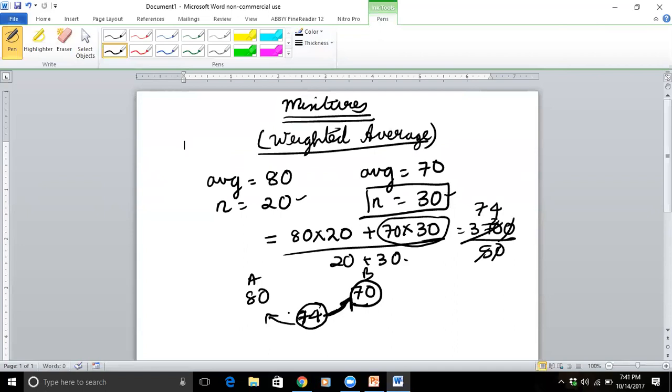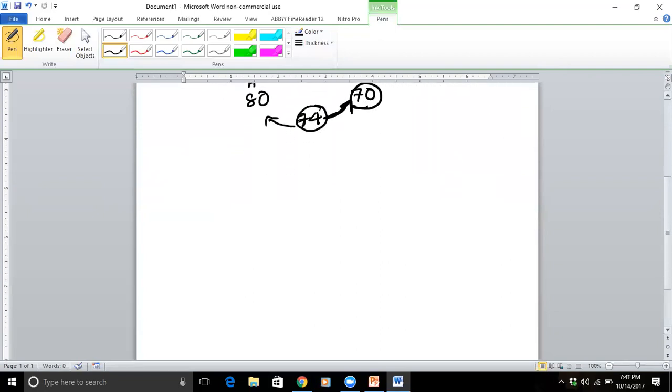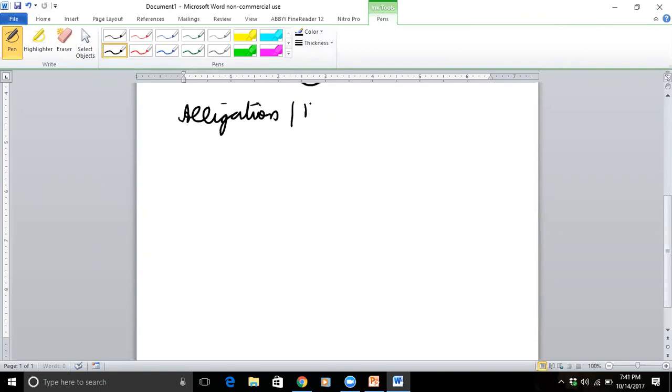That's one way to look at weighted averages. But another way to look at weighted averages is in terms of what we call the alligation or the mixture diagram.